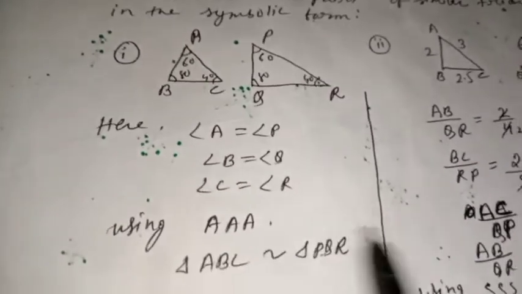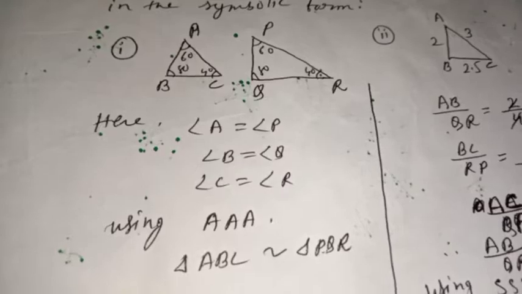Once you got that all the corresponding angles are equal, no need to write that the corresponding sides are in the same ratio. If you want to write, then you can write. Otherwise, no need to write, because we got all the corresponding angles are equal. So the corresponding sides are in the same ratio. So we can say that using AAA, triangle ABC is similar to triangle PQR. Question number 2.